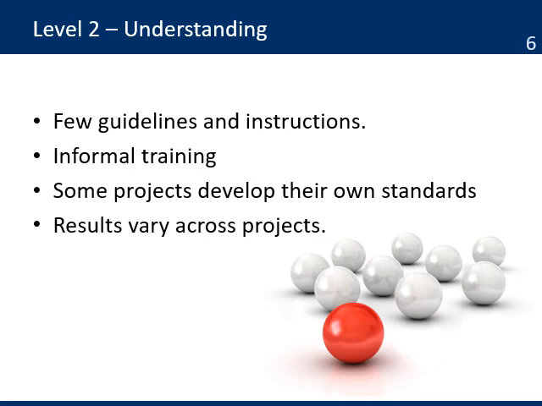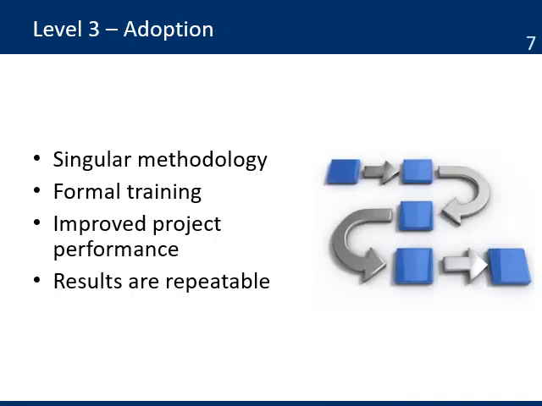In level 3, adoption, this is the level where the organization has adopted a standard methodology and uses it across most projects in the organization. The common characteristics are: adoption of a project management methodology by most projects. There is training for project managers and project teams on the use of the methodology, which can be mandatory. Project performance is starting to improve, and success and results are becoming repeatable.